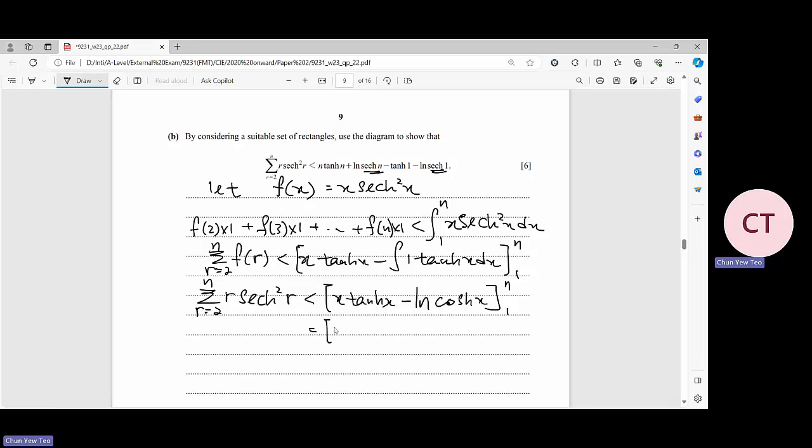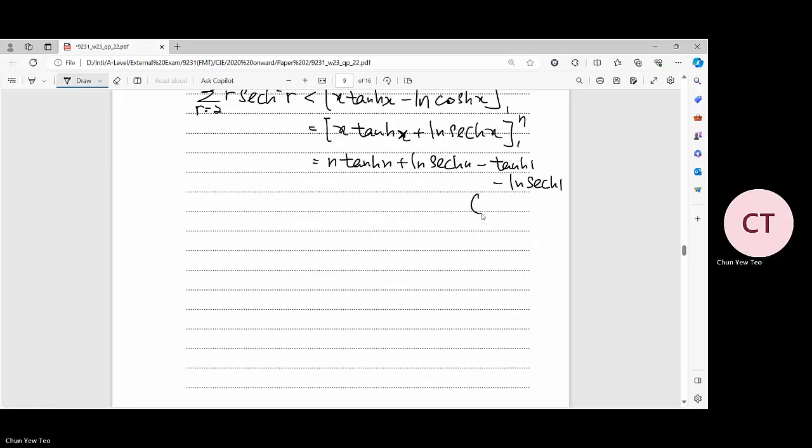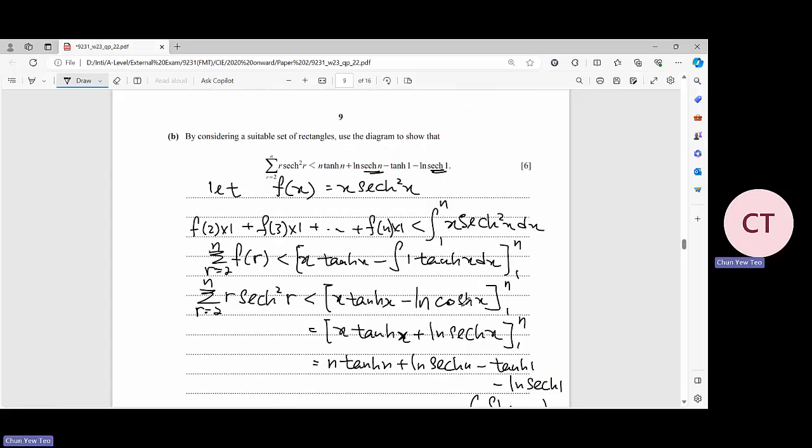So now it will become x tanh x plus ln sec x from 1 until n. So now you just put in the n, you get n tanh n plus ln sec n minus tanh 1 minus ln sec 1. So this will be the result and shown. Done for number 5 part B.